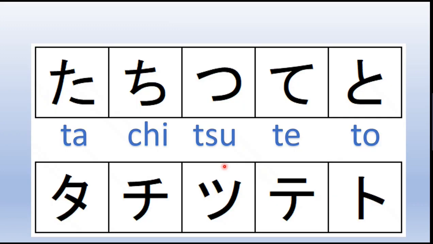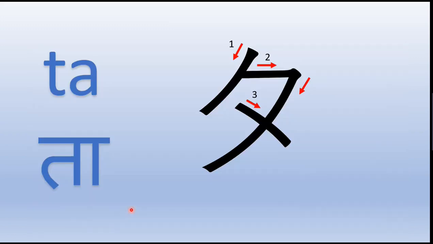The next line is ta, chi, tsu, te, to. Here again, you can see certain similarities between hiragana and katakana. Especially the symbol te has similarities, and even to has some similarities, and so does chi. Hiragana and katakana have some similarities.